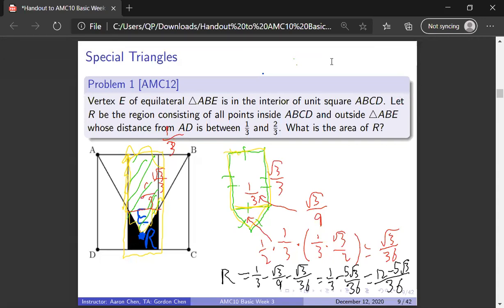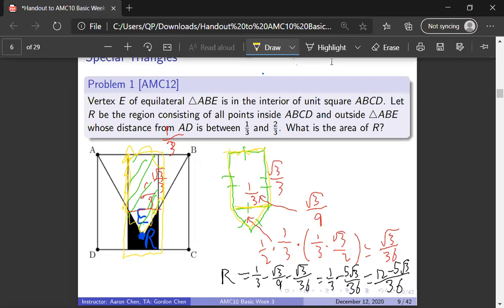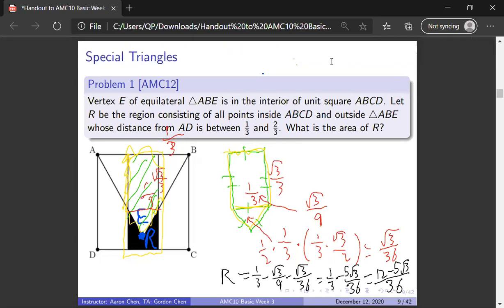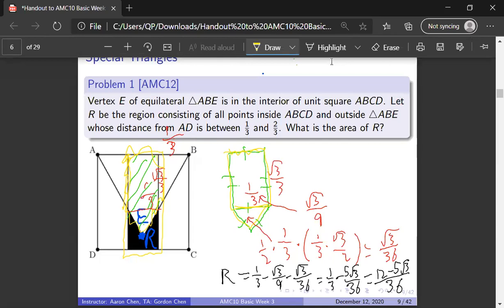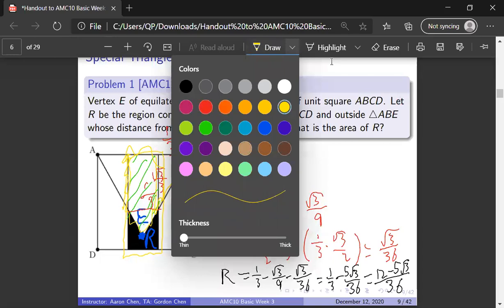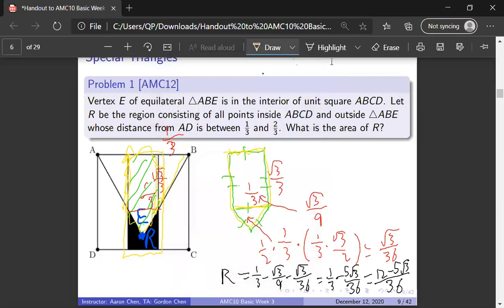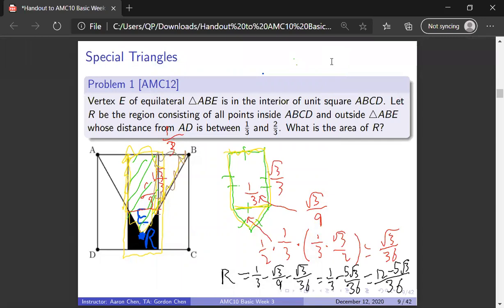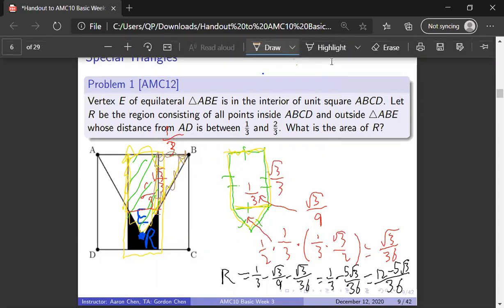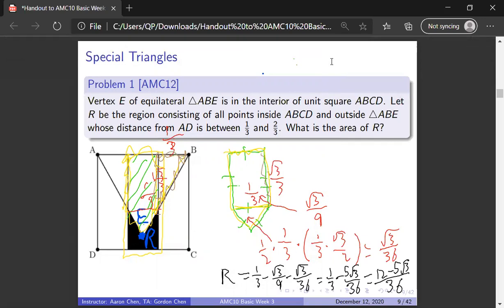This side is from 1/3 to 2/3, so it has length 1/3. Now we can look at this 30, 60, 90 right triangle. In this one, this side is 1/3, and the vertical side is square root of 3 over 3. And so the area of the rectangle is root 3 over 9.